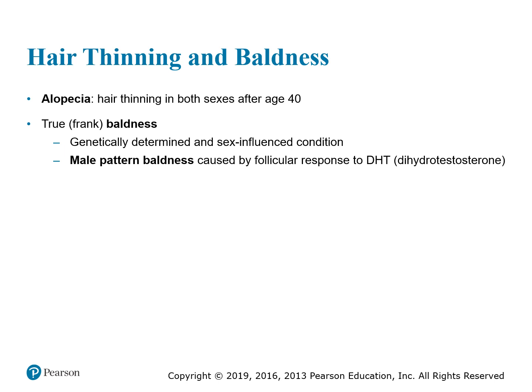So, hair thinning and baldness. This is called alopecia clinically, and it does occur in both sexes, but of course in males it leads to true or frank baldness, or male pattern baldness. Basically, what's happening is the follicles are being exposed to dihydrotestosterone, and it's causing the hair to fall out. And that is genetically determined.